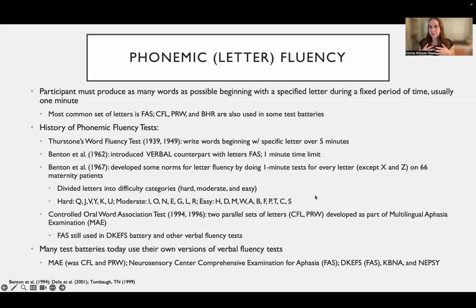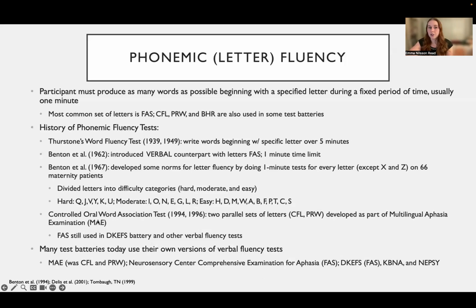And then a lot of different test batteries will use those normed letter difficulties to develop a set of letters that they want to use in their tests. Usually you want to keep it within the moderate to easy range, but you also want to have some from each group, basically, a letter from each group.